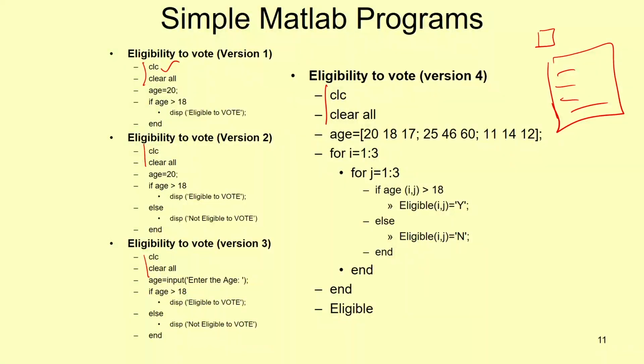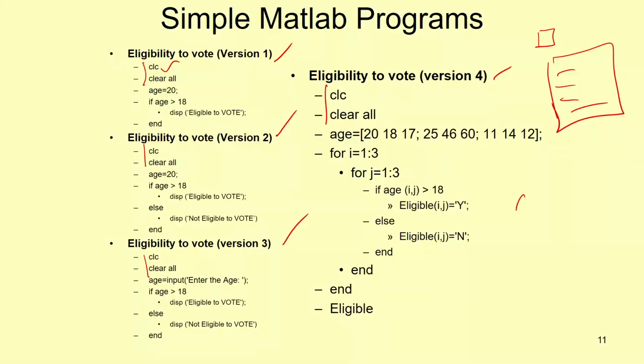I have taken only one example, that is how to check the eligibility of a person to vote, but in different versions, version 1, version 2, version 3, version 4, and some more versions in the subsequent slides. What is there in version 1? In version 1, I am just going to assign the age of a person to a variable, and with the help of a simple if condition I am going to check whether that person's age is eligible to vote or not. For which the general practice is CLC and clear all, I am using that.